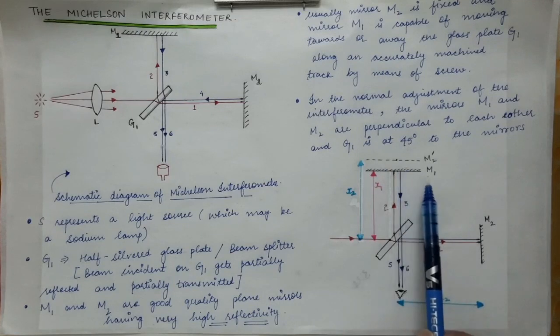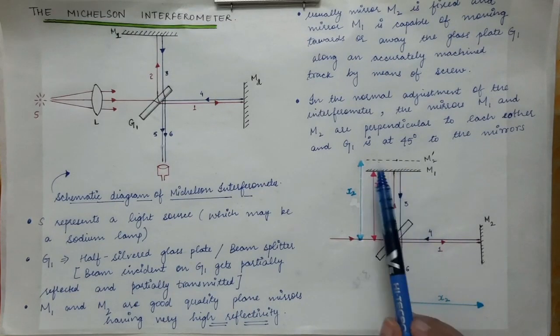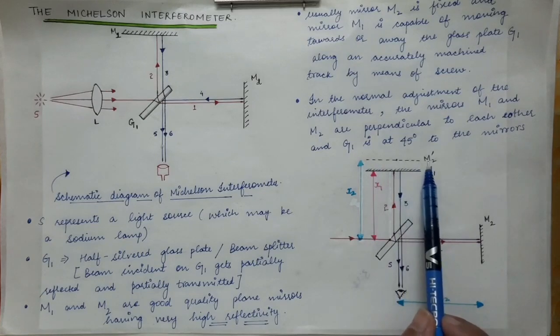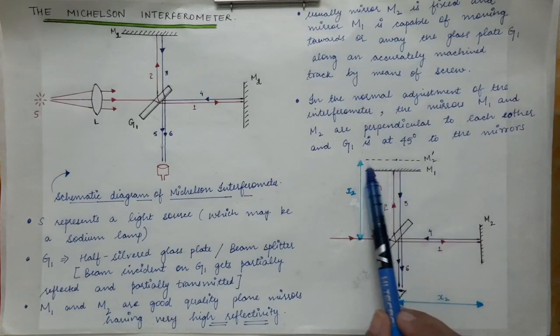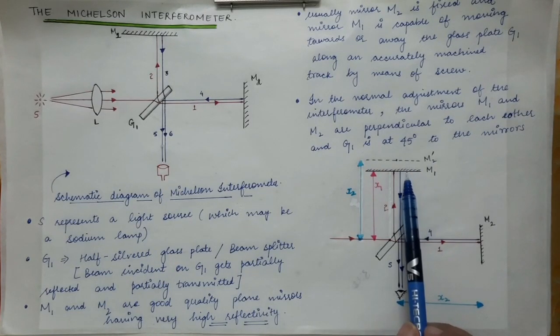Now mirror M1 is movable, so we can move this mirror and the virtual image of the mirror M2 will remain as it is. So the distance between these two mirrors can be increased or decreased.